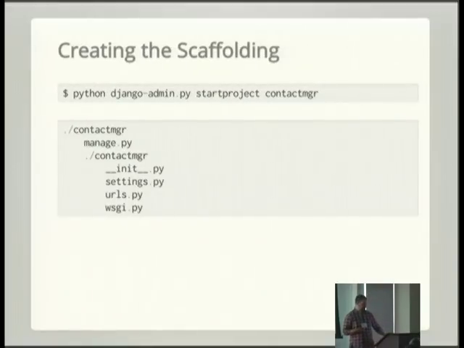So I'm just going to run through a couple of examples here. Throughout the talk, I've got some code examples, and I use the idea of a contact manager as my example. So I start a project. The thing to note here is that I call django-admin, which ships with Django, and I start a project called contact manager, which makes this whole directory. Specifically, it gives me a manage.py and then my project directory here. And we're going to talk about each of these bits.